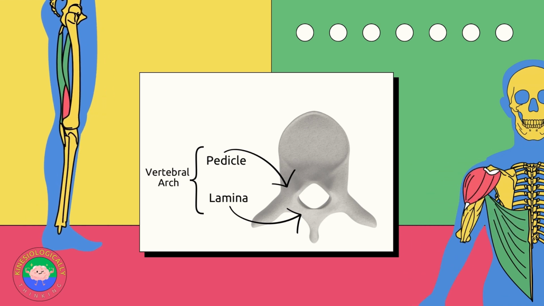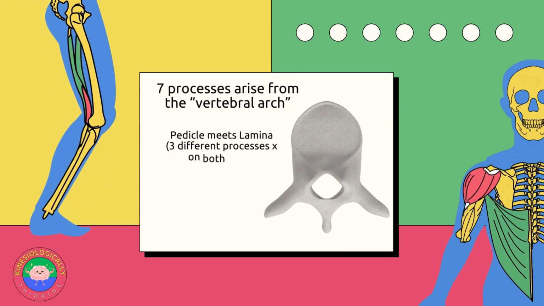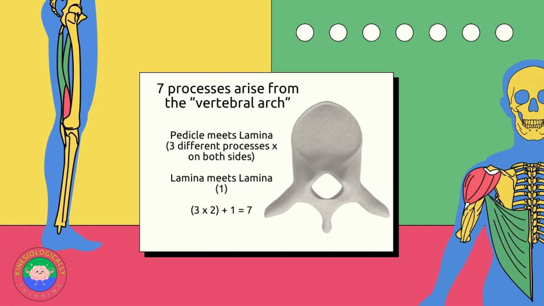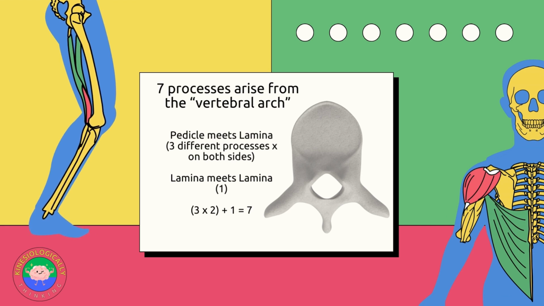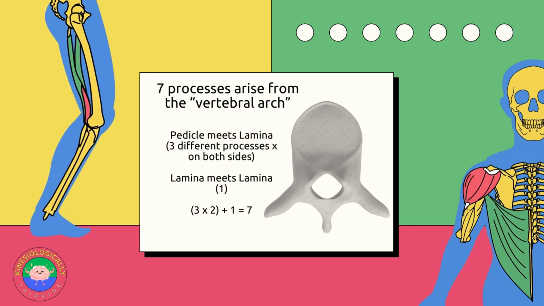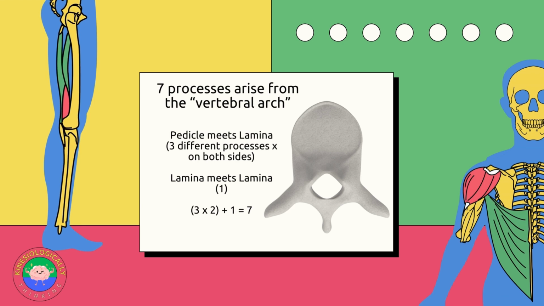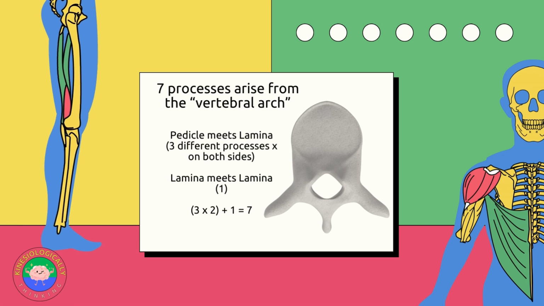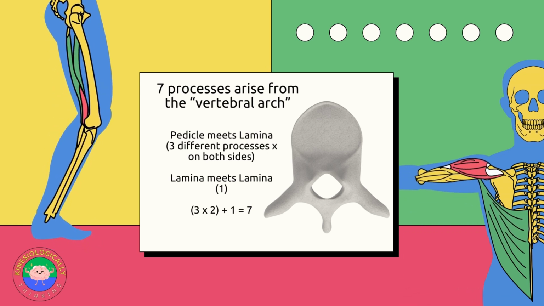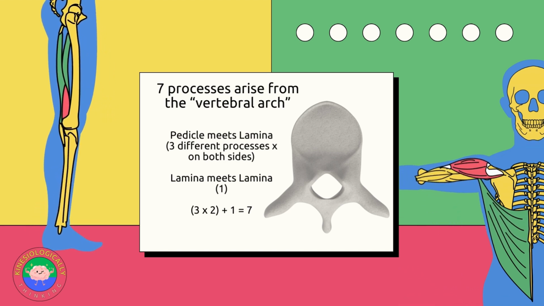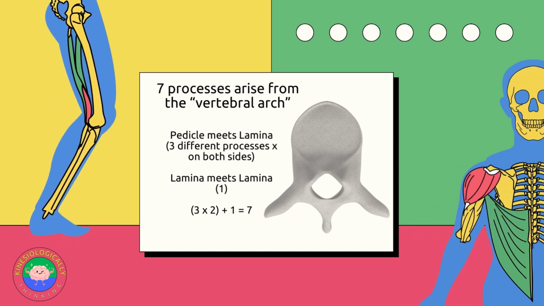Now this is where the attachment relationship comes in. Attachments on the vertebra occur at points we call processes. And there are 7 processes that arise from the vertebral arch. There are 3 processes that arise from where the pedicle and the lamina meet, meaning a total of 6 as there is a lamina and pedicle on each side of the vertebra. Additionally, there is 1 process where the lamina on one side meets the lamina on the other side, resulting in a total of 7 processes of the vertebral arch. Let's look at the processes more specifically.